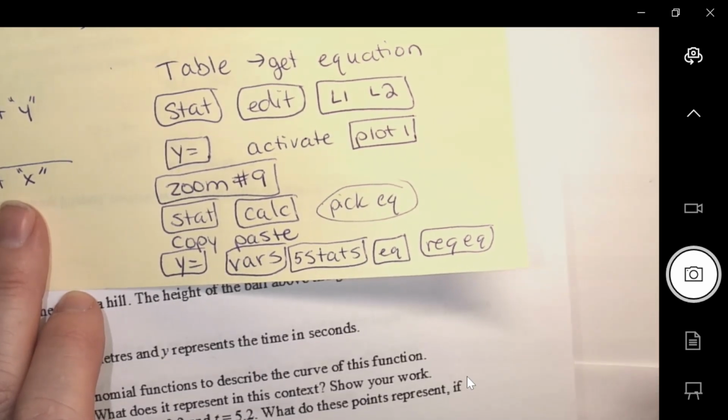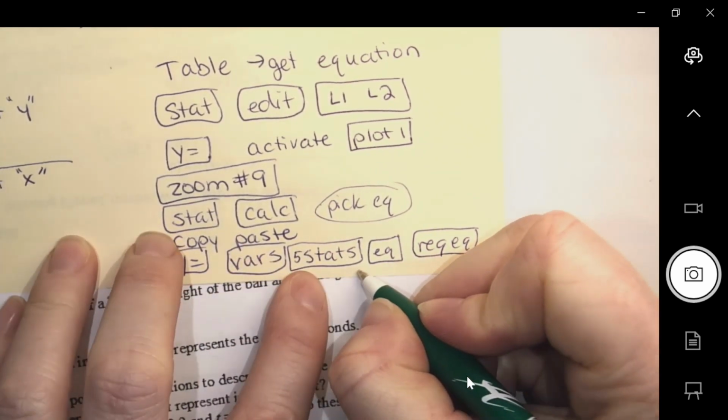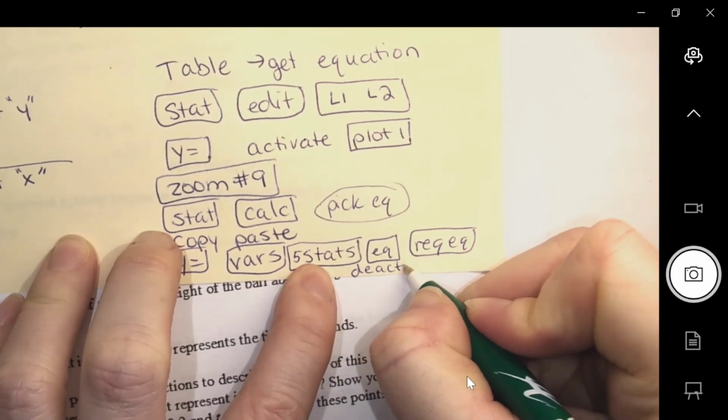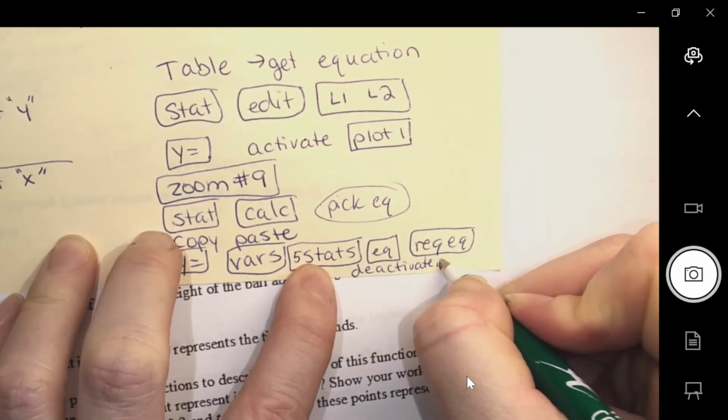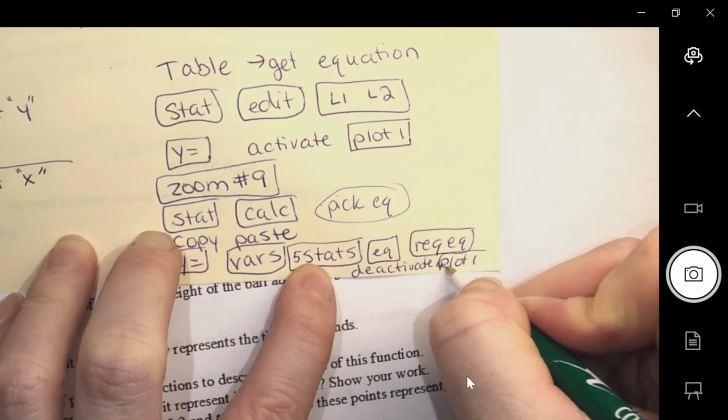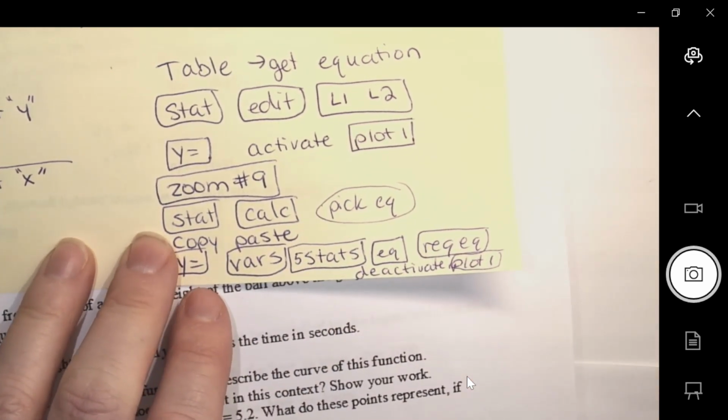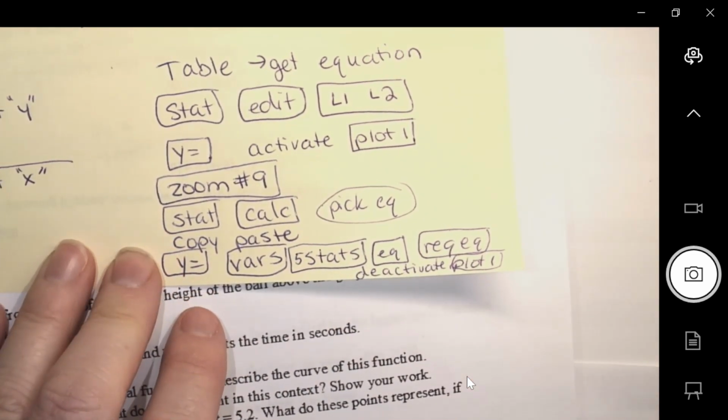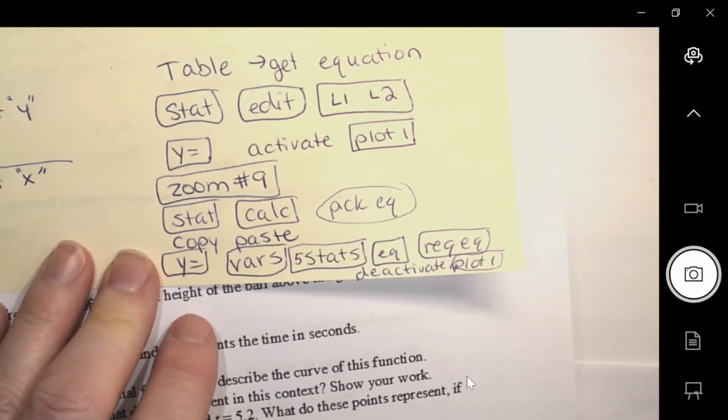And then you're going to have to always remember to deactivate the plot 1. After, when you want to get your stuff, you need to deactivate the plot because you're done with it at that point. Once you have your equation in there, then you're done with your points.